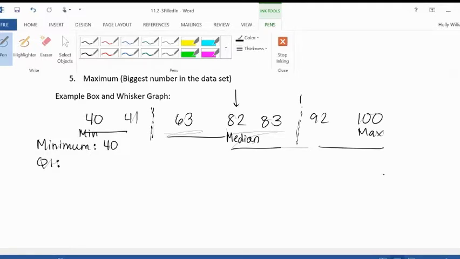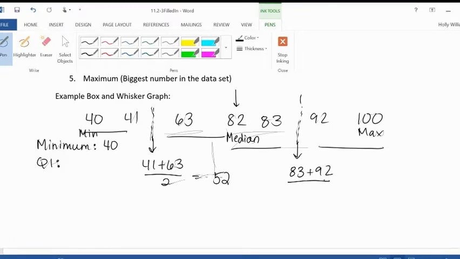Okay, so if I wanted to figure out what's in the middle of 41 and 63, I'm actually just going to find the average of it. So if I do 41 plus 63, divide it by 2, let's see what we get. You get 52. So that is going to be your quarter 1 there. You guys see how we figured it out? So it's halfway between everything. Okay, do your quarter 3 here. It's going to be in the middle of those. So I'm going to add up 83 and 92. Divide it by 2.